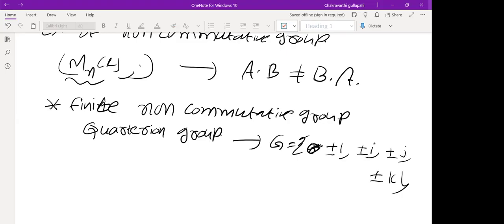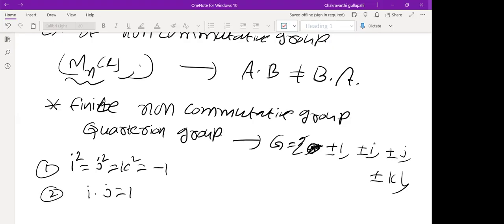These I, J, K have nothing to do with your vector calculus I, J, K. In vector calculus, I, J, K mean unit vectors. Here they have nothing to do with that; they are symbols, like A, B, C, D. Here they are denoted by I, J, K. How are they defined? I square is equal to J square is equal to K square is equal to minus 1. And I dot J is K. And J dot I is minus K.